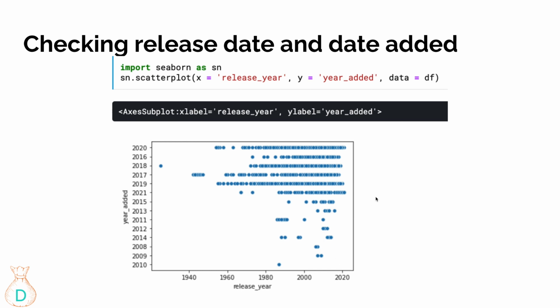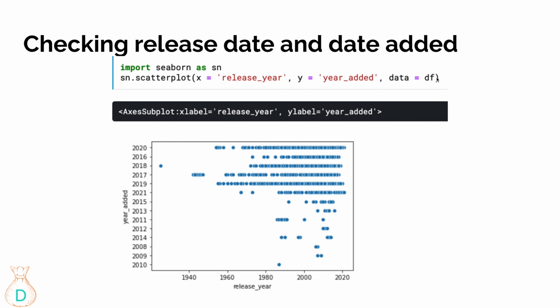In this case, I'm gonna use the Seaborn package, which is a very commonly used plotting package. I'm gonna call it as sns, and then I'm gonna do a scatter plot. So I'm gonna do sns dot scatterplot, parentheses x, which is the x-axis, gonna be release year, and then y-axis is gonna be year added that we added, and comma data equals df, which is our data frame, which is our data set, just to remind you again.